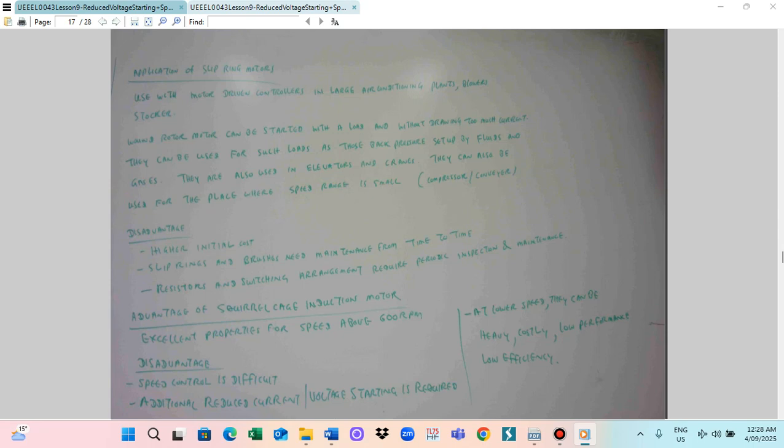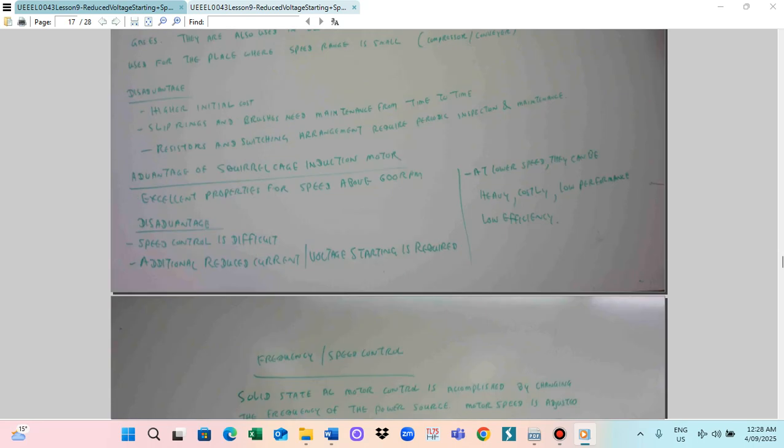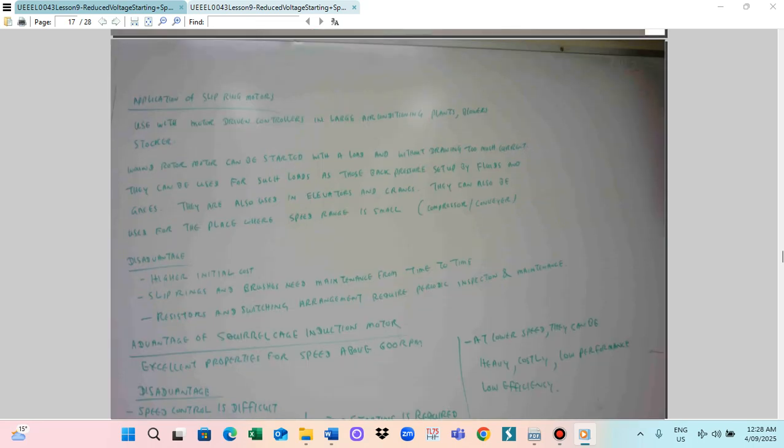We use the wound rotor motor with a controller for air conditioning and plants. They can start with a low load without drawing too much current. They can be used for the low back pressure and also for small speed changes. But the disadvantage is a higher initial cost, the brush and resistor switching arrangement, and it requires periodic inspection.